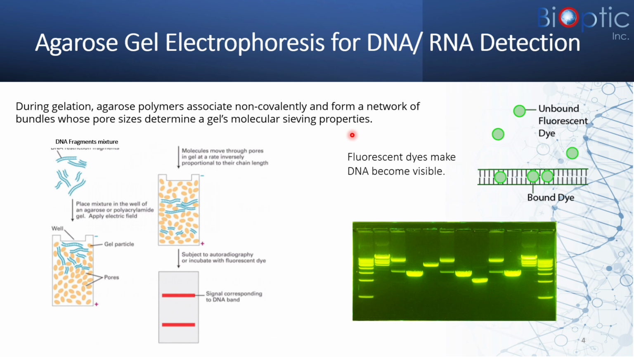Gel electrophoresis is widely used in laboratories. The agarose polymers will associate together to become a molecular sieve, and then separate the DNA according to their size, and use the property of fluorescent dye to make DNA visible after specific light wavelength excitation.